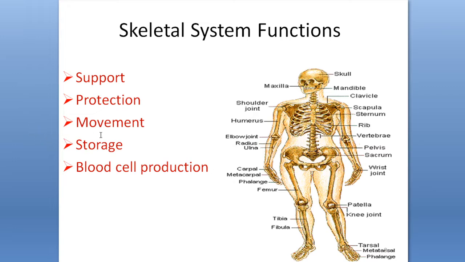It's going to store things like blood cells, fat, and minerals like calcium. And then the last thing is your skeletal system is going to be where most of your blood cells are made. We'll talk a little bit more about that in an upcoming chapter, but blood cell production is going to be done mainly in your skeleton.